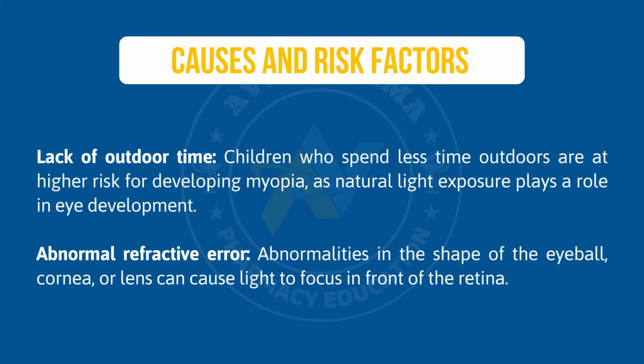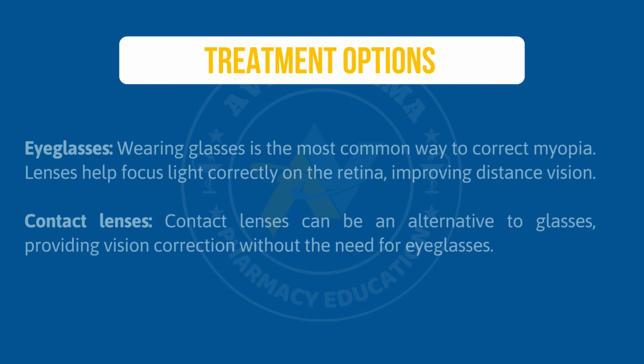Lack of outdoor time. Children who spend less time outdoors are at higher risk for developing myopia, as natural light exposure plays a role in eye development. Abnormal refractive error. Abnormalities in the shape of the eyeball, cornea, or lens can cause light to focus in front of the retina. Treatment options.